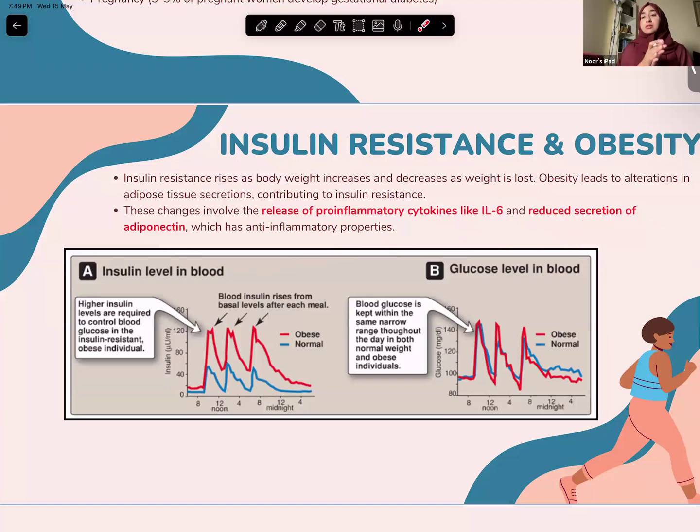So when there is less adiponectin, what happens? Your body has even more trouble responding to insulin. Both of these lead to the same end result: less response to insulin. So these changes in the substances released by your fat cells, for example interleukin 6 and adiponectin, make it tough for your body to use insulin properly when you're obese. Now, this can lead to health problems.